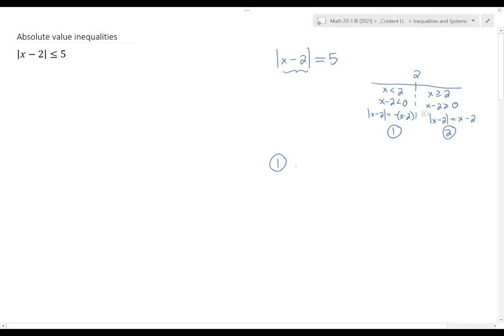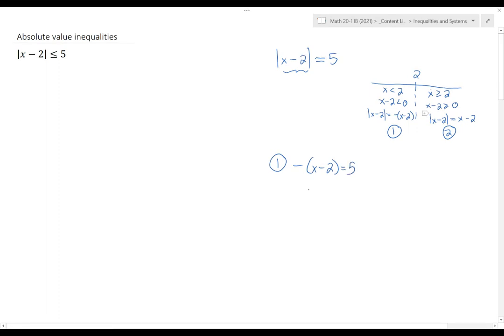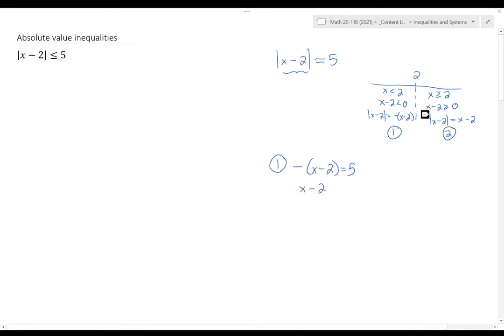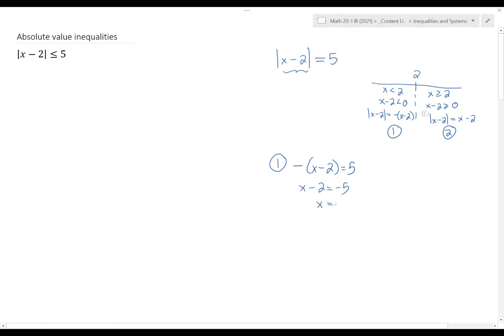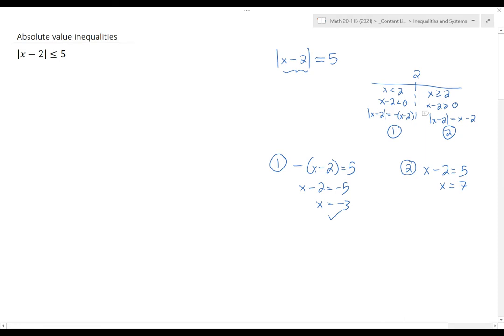So in case 1, my equation is the opposite of x minus 2 equals 5, or in other words, x minus 2 equals negative 5, so x equals negative 3. Negative 3 is less than 2, so that is in the domain, so that is an acceptable answer. It's not an extraneous root. In the second case, I just have x minus 2 equals 5, which means x equals 7. x equals 7 is greater than or equal to 2, so that is also in the appropriate domain. So these are the solutions to the equation absolute value of x minus 2 equals 5.